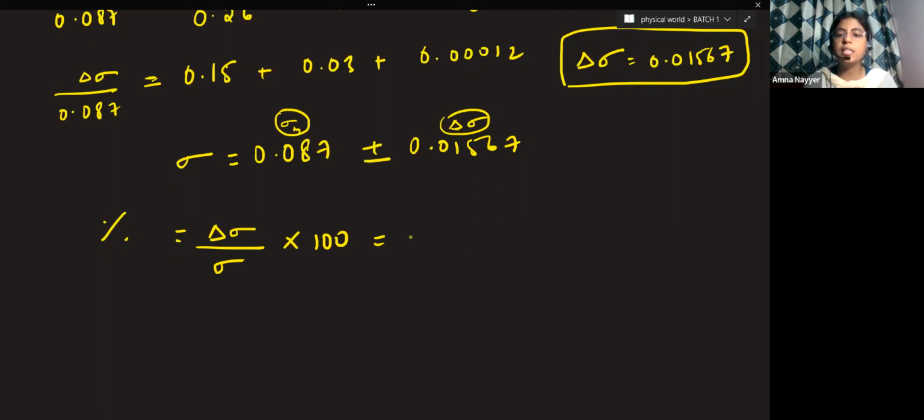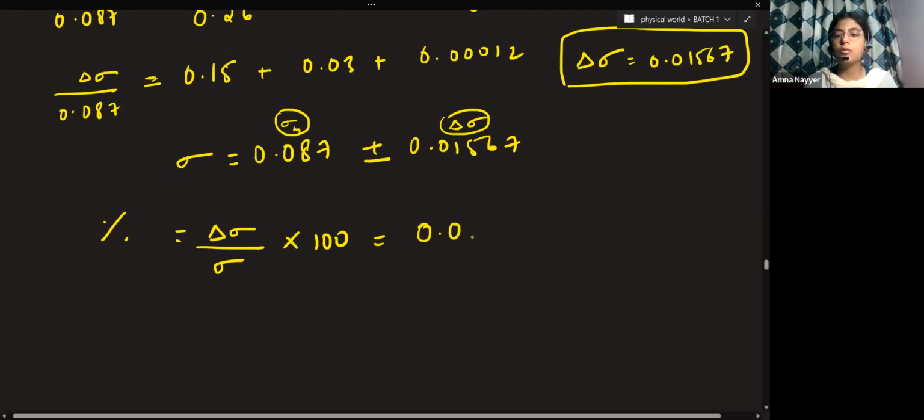So delta sigma is 0.01567 divided by 0.087 into 100. Whatever you get as the answer in terms of percentage will be the final answer.